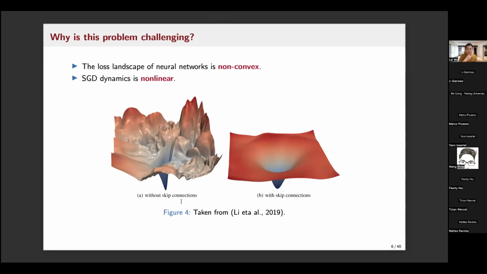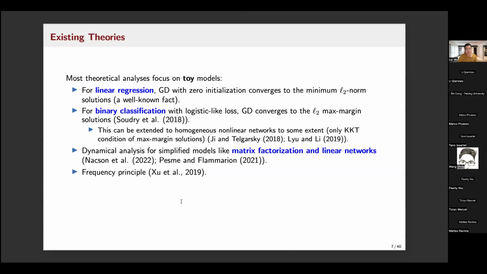This problem is very challenging because the neural network is nonlinear and non-convex. Understanding how the training dynamics converge to different minimizers is challenging because of this non-linearity and non-convexity. Because of this, most existing theory explaining implicit regularization focuses on toy models. For example, in linear regression, we can prove that GD with zero initialization will converge to the minimum L2 norm solution. For binary classification, or in general classification with logistic loss, GD will converge to the L2 max-margin solution. Because linear regression and binary classification are also convex problems, the analysis is doable because of the convexity.